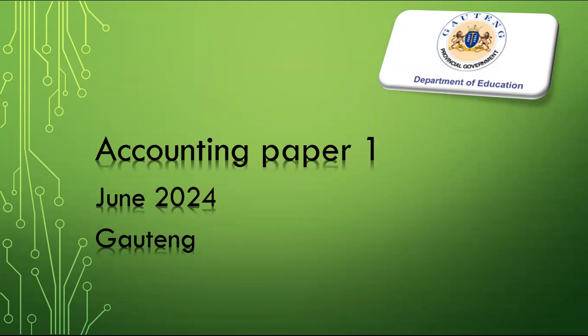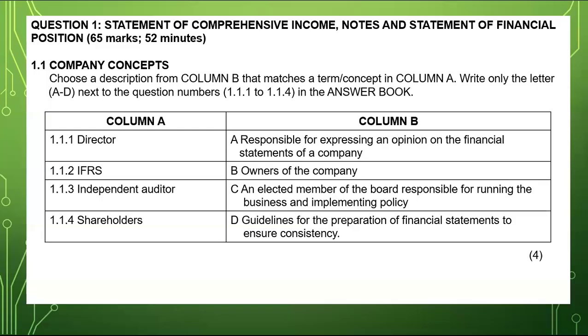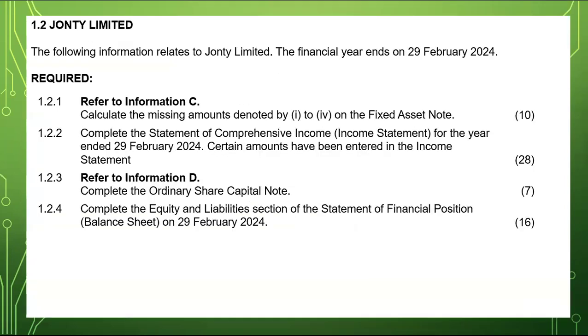Yesterday we completed 1.1 of this question paper. It is the June exam that was written in Gauteng. Now I'm going to go to the first question, which will be 1.2.1, where they want us to calculate the missing amounts denoted by Roman figure 1 up to Roman figure 4 on the fixed asset note.